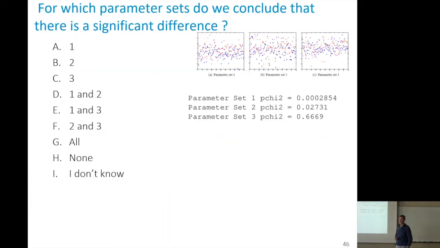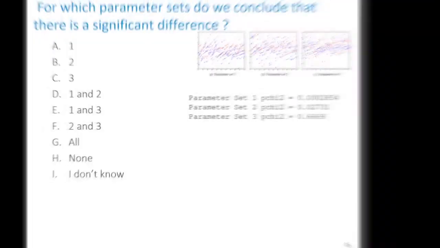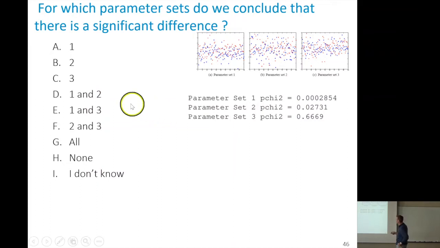By the way, for which parameter sets do you conclude that blue is different than red? Yes, the correct value is D. So the thing to remember is reject H0 when P is small. If P is small, you reject H0. So certainly here we reject H0. Here probably also, if we believe like statisticians that small means less than 0.05, and here certainly we don't.